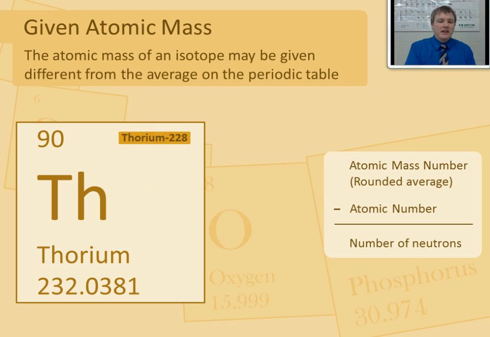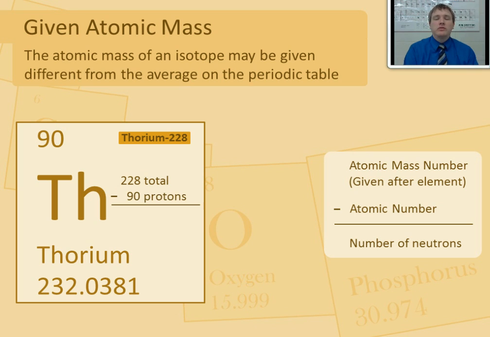However, if we are given an atomic mass for thorium, because thorium comes in many different isotopes, one of them being thorium-228, then we don't even have to use the rounded average atomic mass from the periodic table. We would just plug the atomic mass that we know we're dealing with into the equation. So we have 228 total protons and neutrons. We would subtract the atomic number once again, 90 protons, to get our number of neutrons.